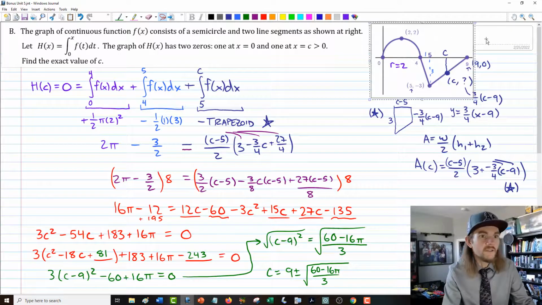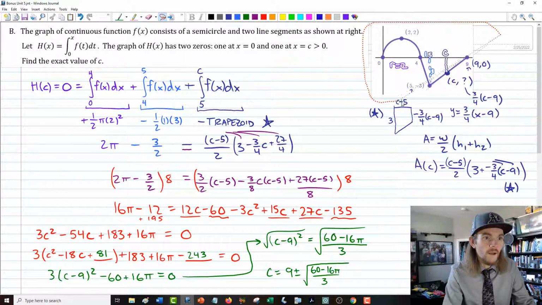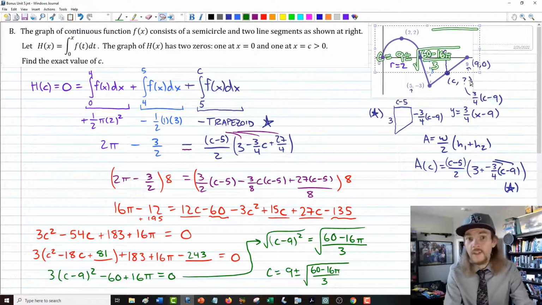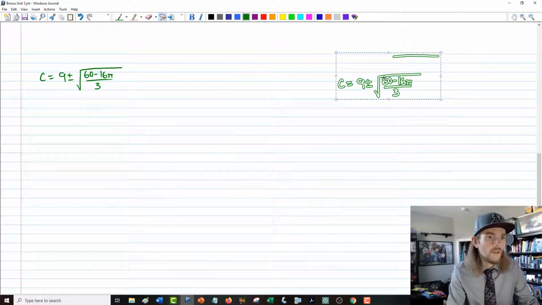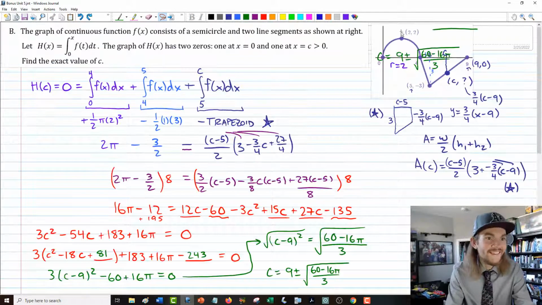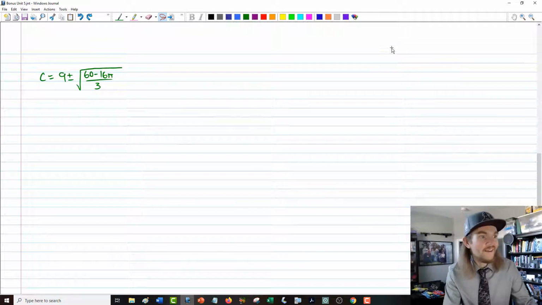Hold on. So let's go steal this picture really fast, and I'll explain why we know which answer is which. And then I'll actually tell you where the other answer comes from and what it means. And I copied the wrong thing. Let's just steal this. Okay.